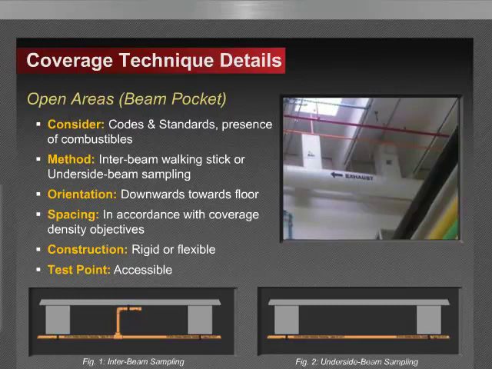In the event that you do have to get up to individual pockets, whether because of the local AHJ or because there are combustibles, it's a matter of just using a T and a 90 to bring a sample point, kind of like a walking stick configuration, up into the pocket.